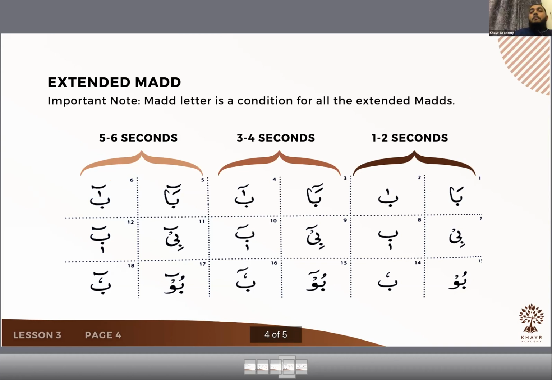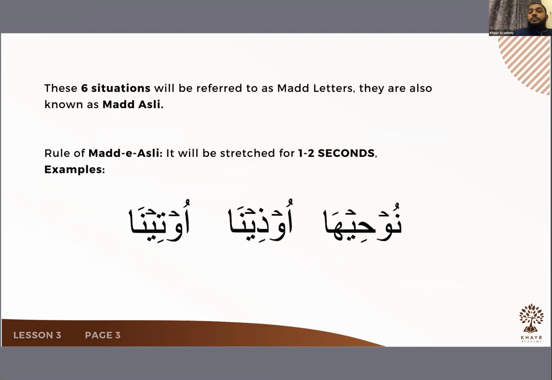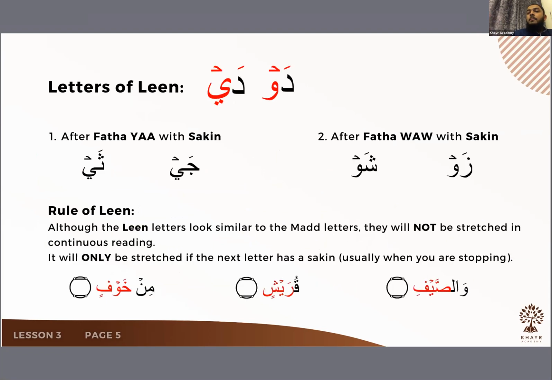Can you remember I said mud and lean? What is mud and what is lean? We've done mud. What is lean? Lean is like mud, but we have to be very careful with lean. In lean, we don't stretch. It looks very similar to mud, but we only stretch when you're stopping. So when we're carrying on reading, we don't stretch. We have to read it nice and clear. But when we're stopping, we stretch it. That's why it's called lean. That's why it's half mud and half not mud.